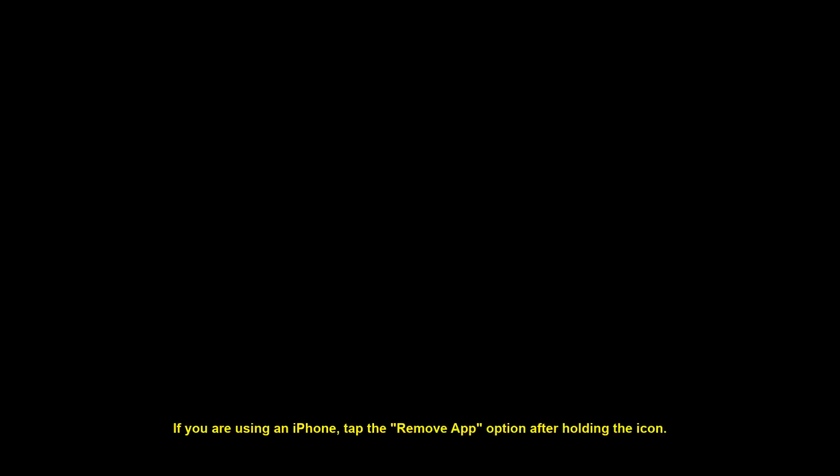If you are using an iPhone, tap the remove app option after holding the icon. Then, choose Delete App to confirm the uninstallation. On some devices, you may also drag the app icon to the uninstall area that appears at the top of the screen. After the uninstallation process completes, check your app drawer or home screen to ensure the app is no longer listed.